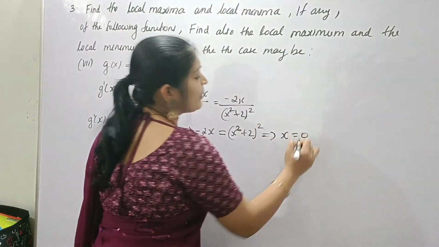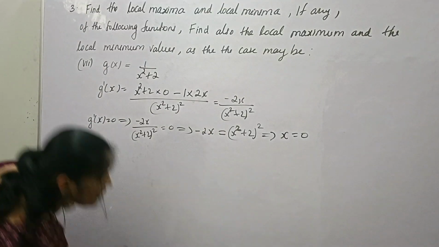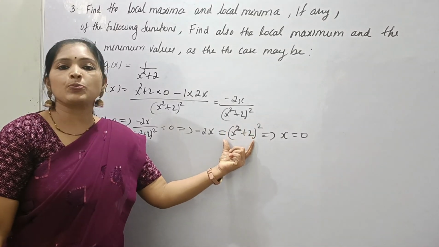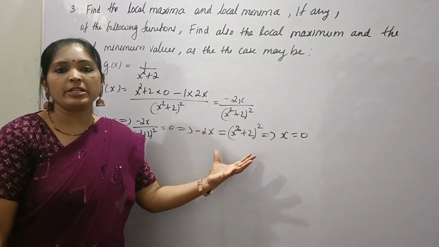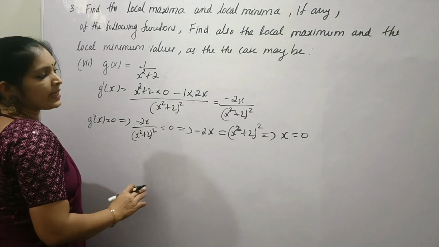No need to simplify and solve. Here x is equal to 0 because we have got minus 2x is equal to this term whole square. This is always positive, right? So the only possibility is x is equal to 0. So x is equal to 0 is the critical point.